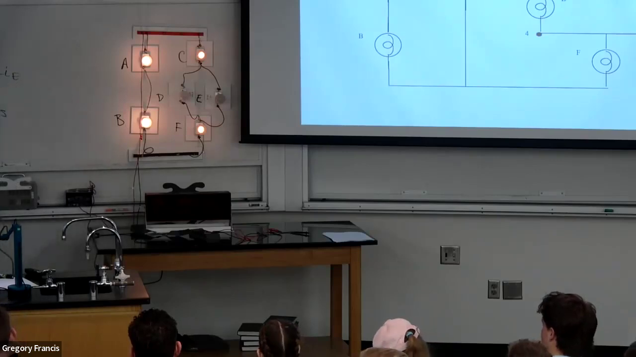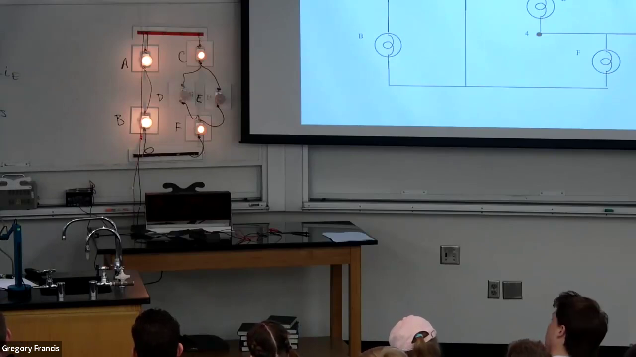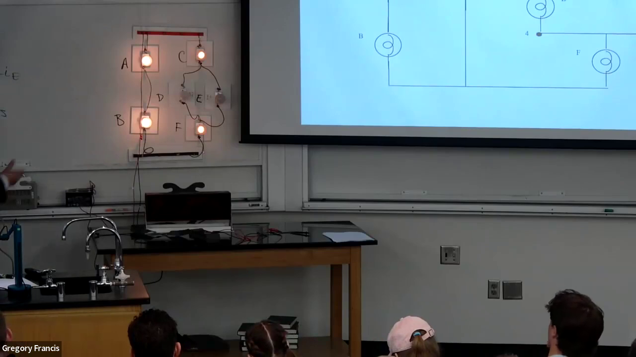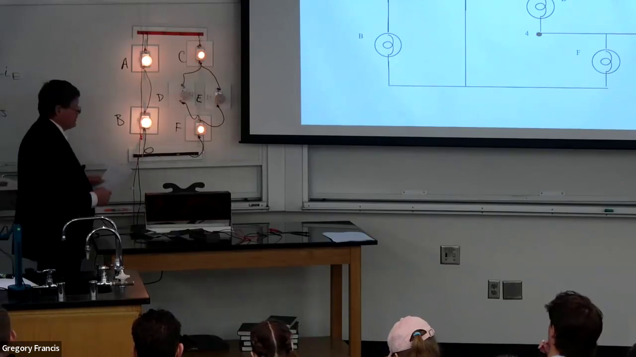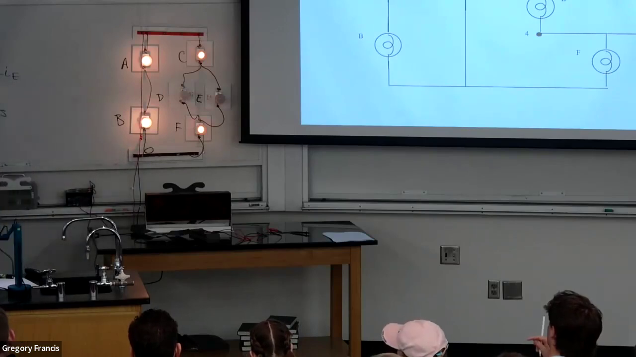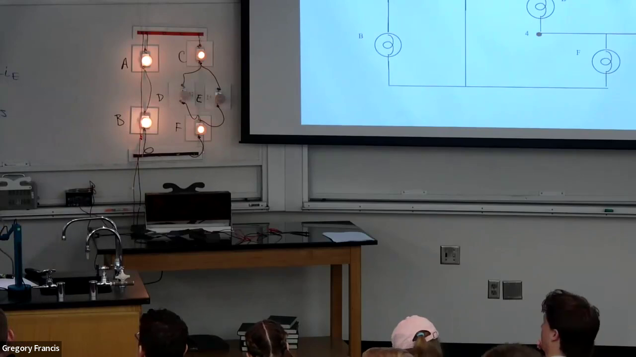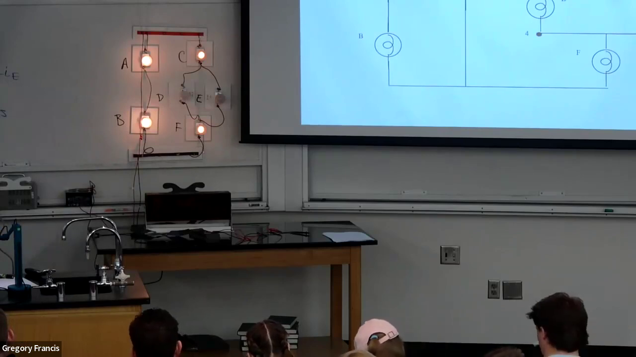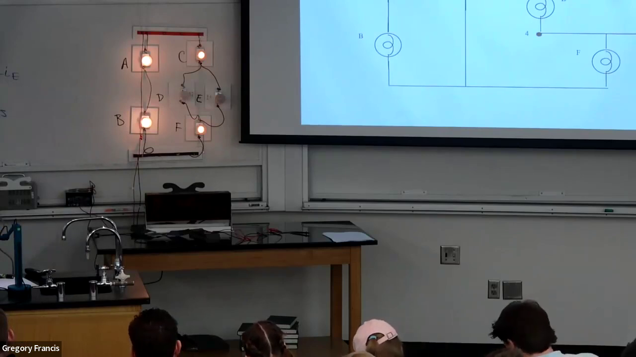Okay, so we got that right. Well, now we're asked to unscrew bulb D and leave the empty socket behind. Well, before I do that, let's make some predictions. What's going to happen to bulb A? Shout it out. Nothing. It's on an independent parallel across the battery path. Nothing. What about bulb E?